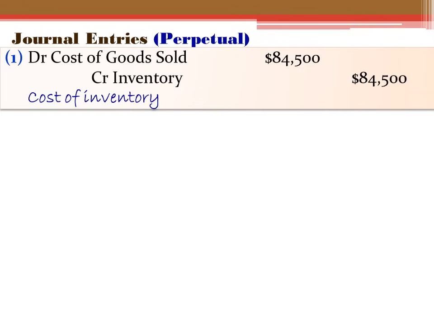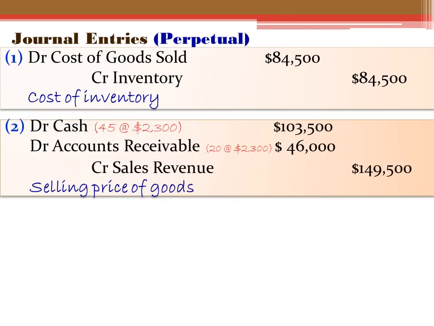Under the perpetual inventory system, on that date, remember, two sets of JEs would be required. One to show that inventory has gone down, and one to show the revenues that we have earned. So as we did before, we would debit cost of sales $84,500, and we credit inventory $84,500. The difference comes in on the revenue recognition side, because part is for cash and part is on account. So we would debit cash $103,500, that is 45 at 2,300. Debit accounts receivable $46,000, and we credit sales revenue $149,500.